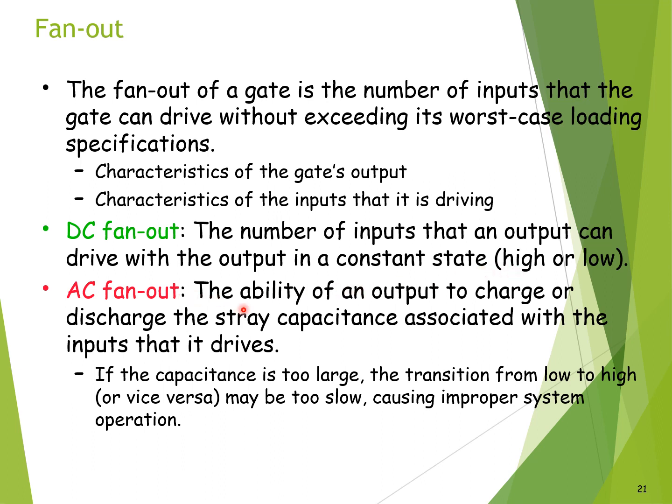AC fan out is the ability of an output to charge or discharge the stray capacitance associated with the inputs that it drives. What is stray capacitance? If the capacitance is too large, the transition from low to high or vice versa may be too slow, causing an improper system operation.